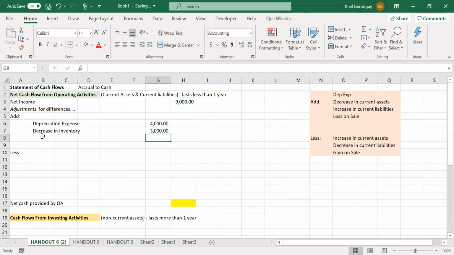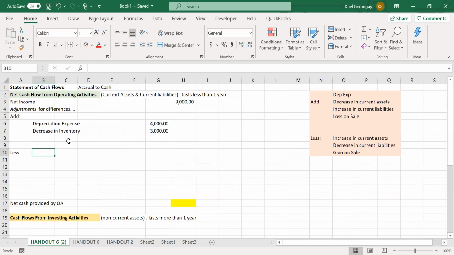And to think of it, we're just assuming here that when you decrease your inventory, you're actually selling more. That's why you're gaining more cash. So that's basically the assumption behind this, that since there's a decrease in inventory, that means you sold more to your customers. You were able to sell this amount to your customer, 3,000. And so we already accounted for that.